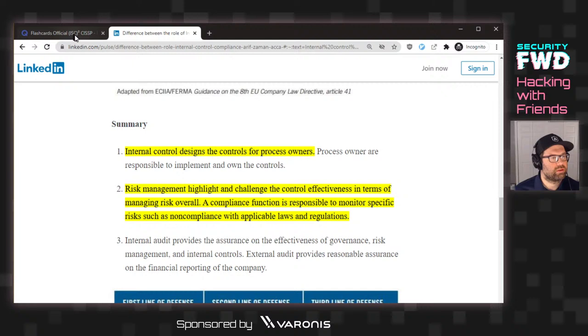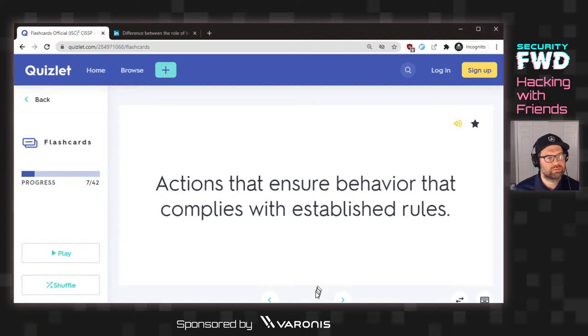But ensure behavior. I'm taking this to mean the study of actions, or the category of actions, that ensure behavior that complies with established rules, as compliance. Okay.